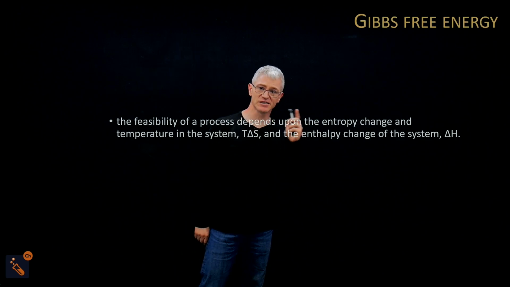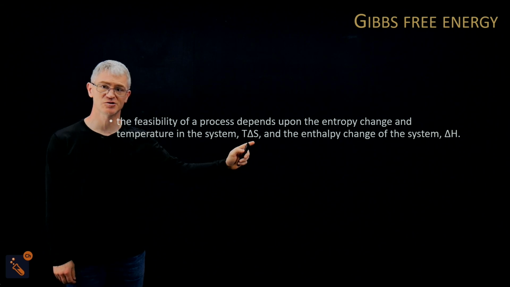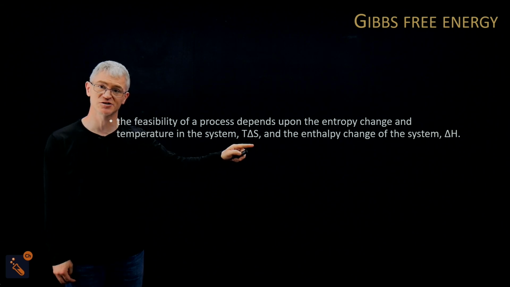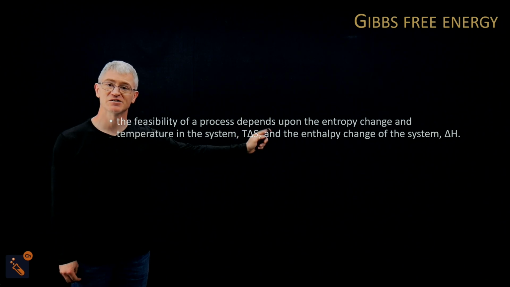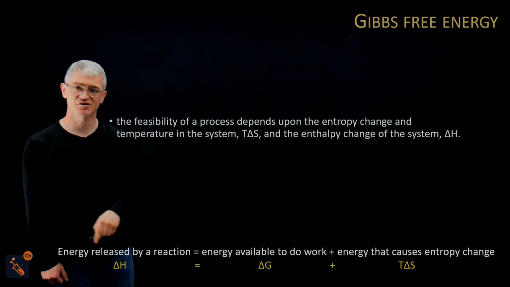Now, Gibbs free energy is a feasibility of a process that depends on the entropy change and the temperature. Here's the entropy change, here's the temperature. So you'll have to calculate the entropy change, and it depends on the enthalpy change of the system, which is delta H. Now, this starts off from this reaction here.